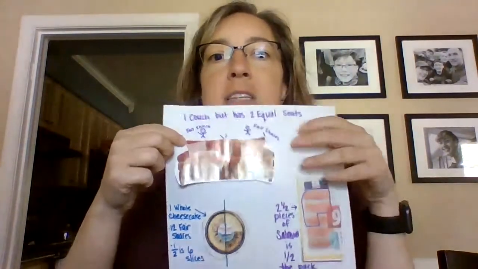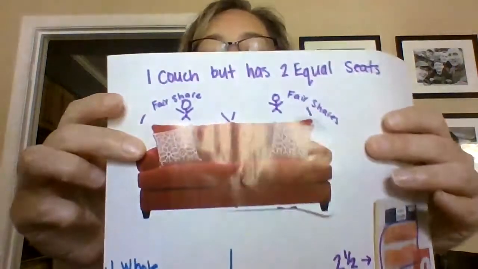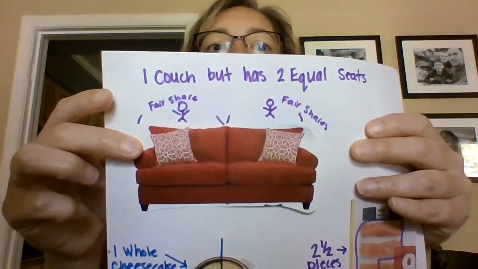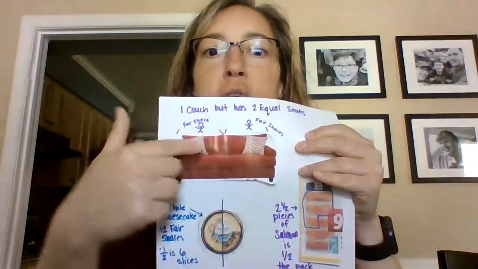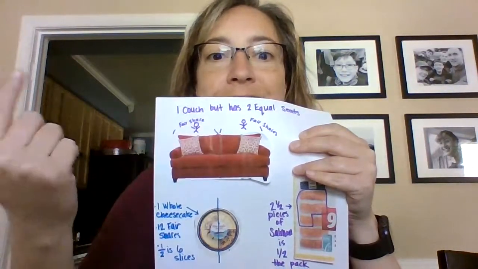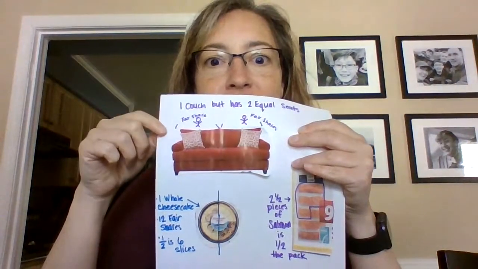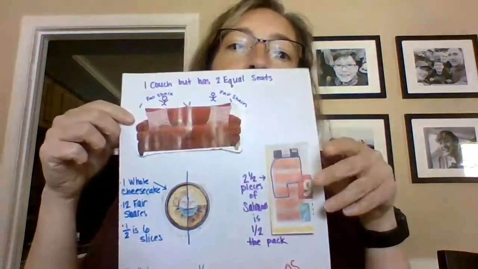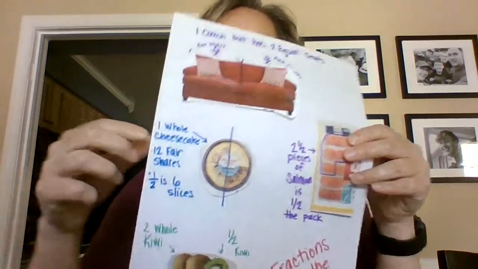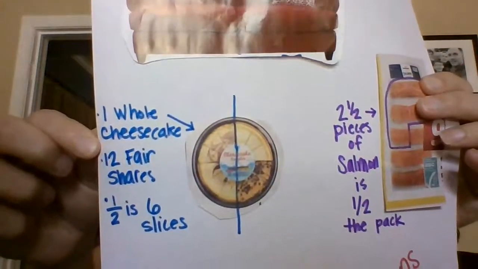So I have this couch right here, and if you look, it's one whole couch, but it has two equal seats. So there's a fair share for one and a fair share for another person on this couch. I have a cheesecake right here. So it's one whole cheesecake.